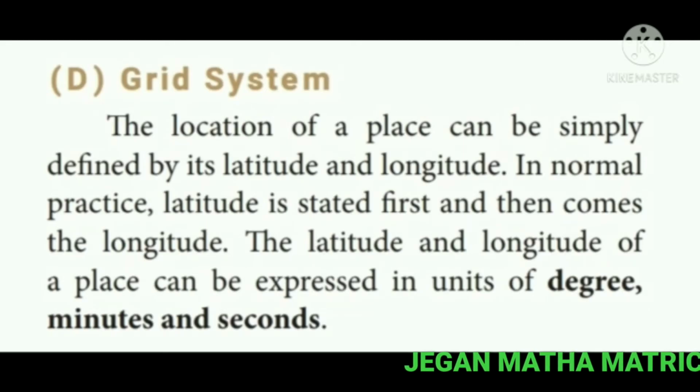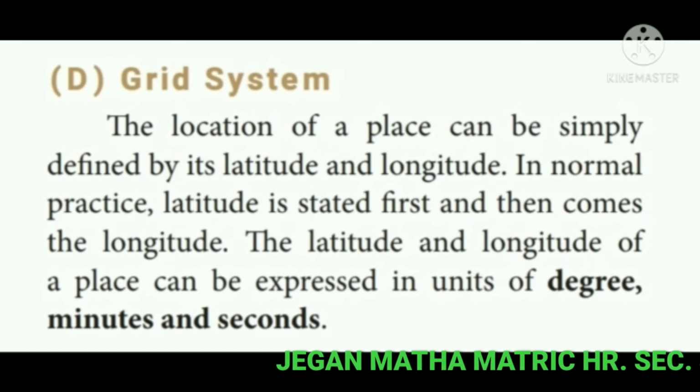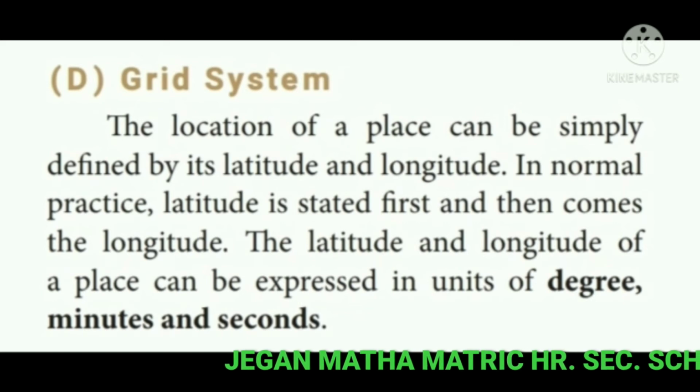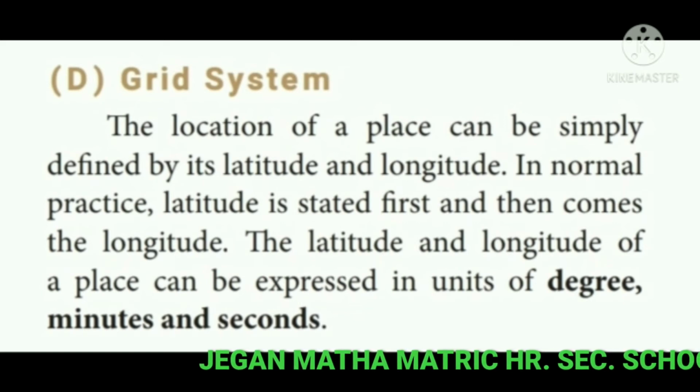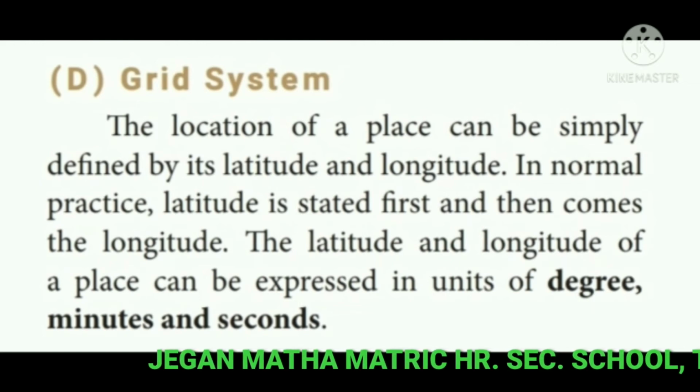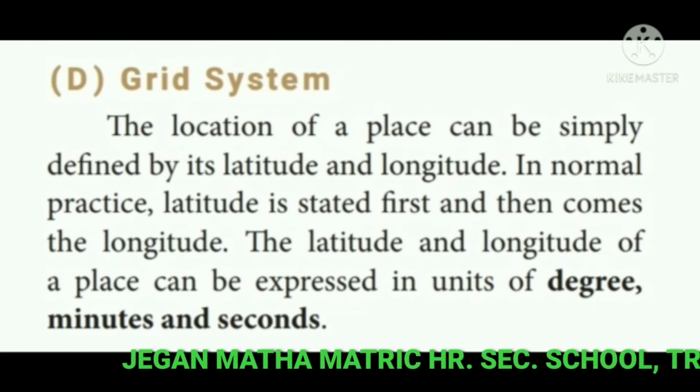Grid system. The location of a place can be simply defined by its latitude and longitude. In normal practice, latitude is stated first and then comes the longitude. The latitude and longitude of a place can be expressed in units of degrees, minutes, and seconds.